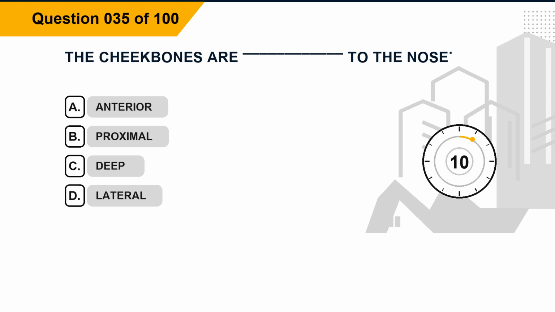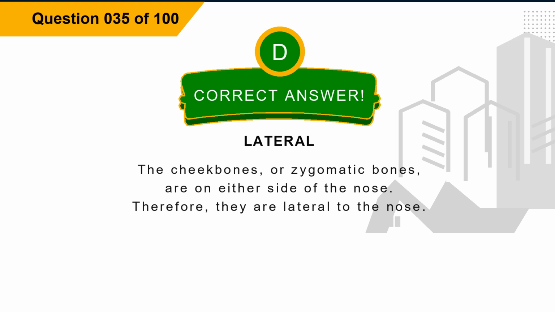Question 35. The cheekbones are blank to the nose. Option A. Anterior. Option B. Proximal. Option C. Deep. Option D. Lateral. The correct answer is option D. Lateral. Explanation. The cheekbones, or zygomatic bones, are on either side of the nose. Therefore, they are lateral to the nose.